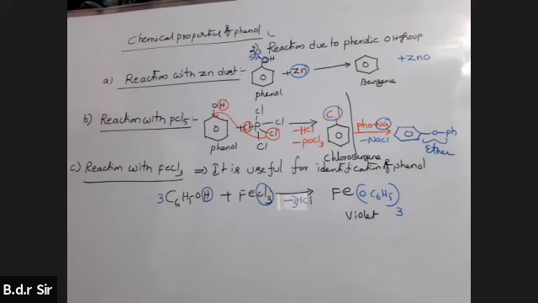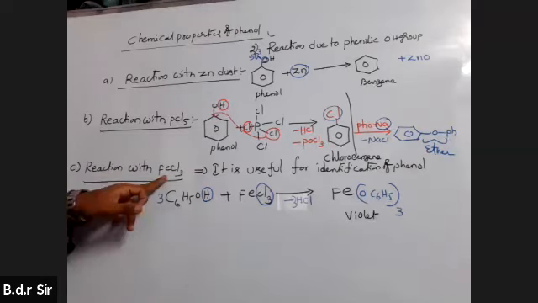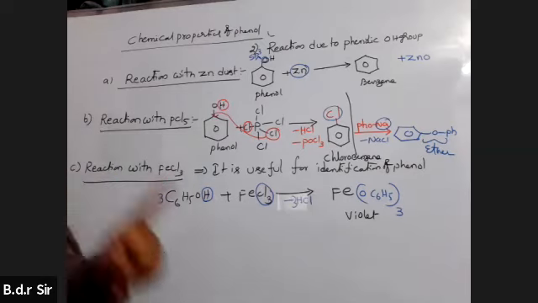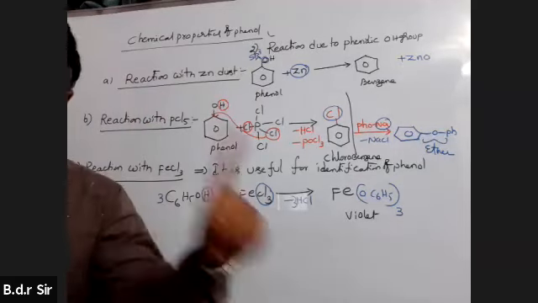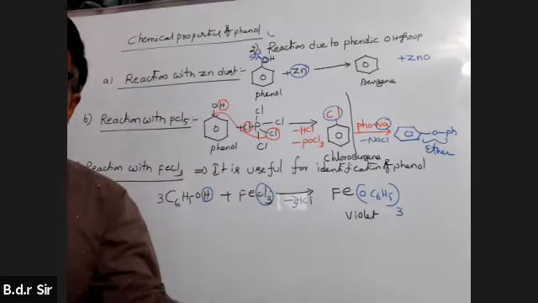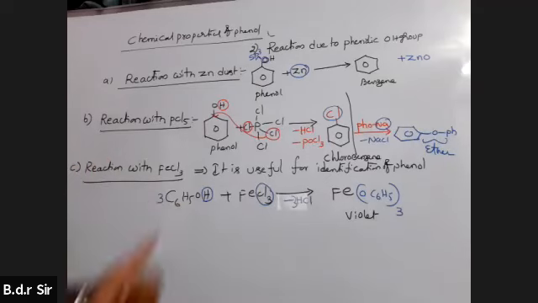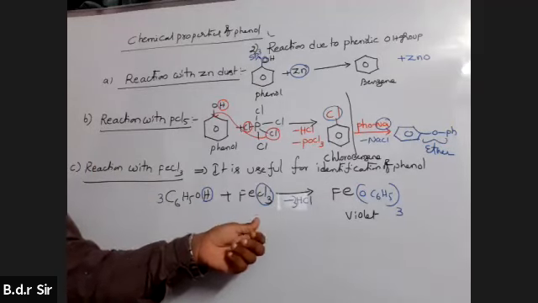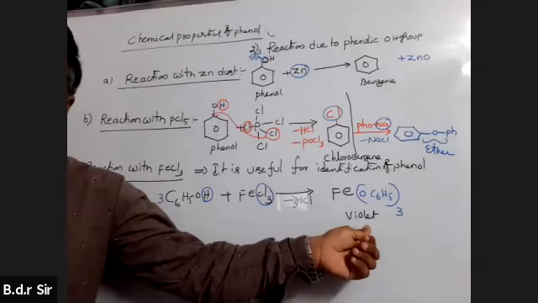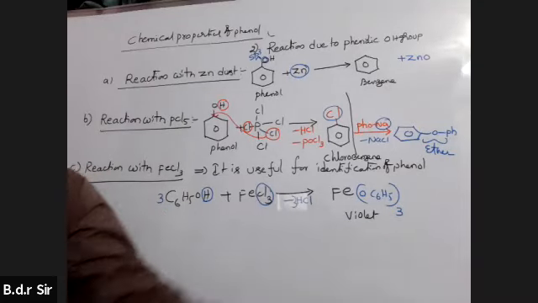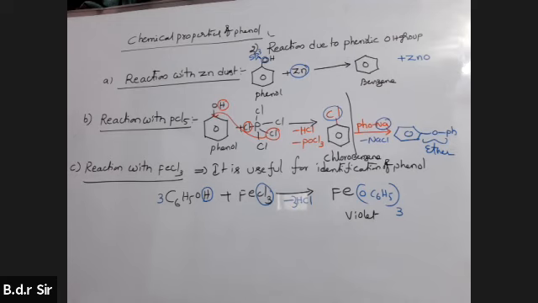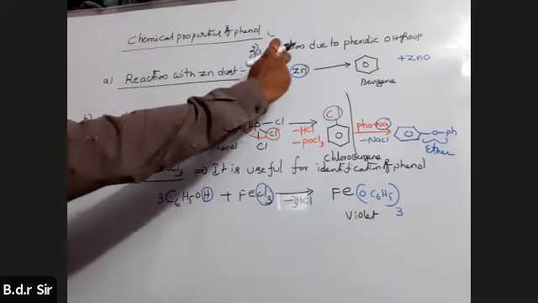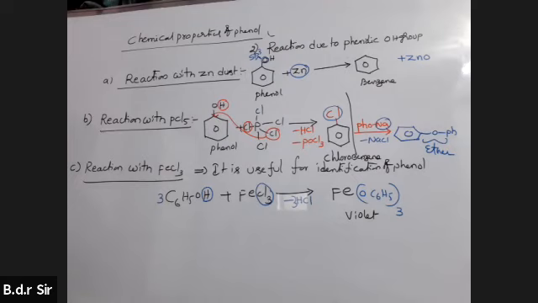Okay, I repeat. Reaction with ferric chloride is useful for identification of phenol or separation of phenol from alcohol. How? Phenol reacts with neutral ferric chloride and gives violet color.